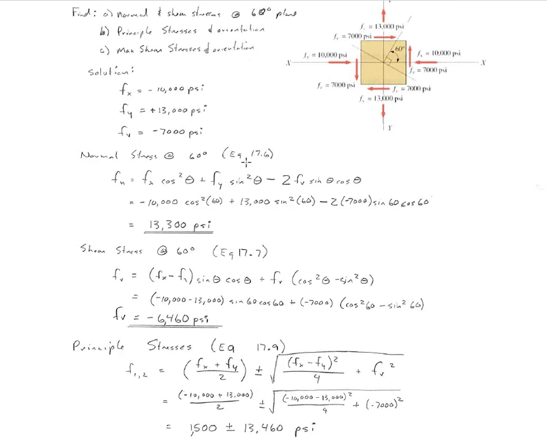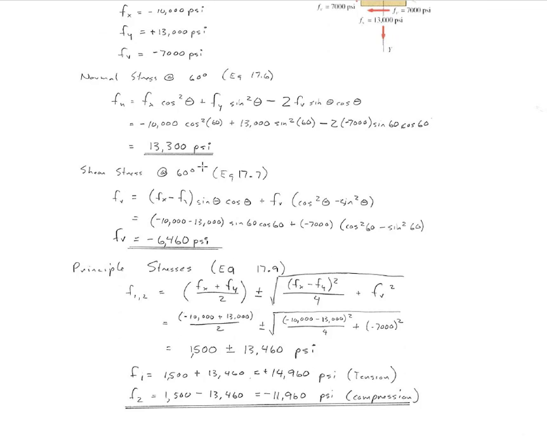Normal stresses at 60 degrees. The normal stress at 60 degrees, what we're going to do is just plug in equation 17.6. That is the stress on the normal. The normal stress at 60 degrees is, here's your equation, I plug all that in, and I get 13,300 psi positive. The shear stress at 60 degrees, I plug in equation 17.7, and I get negative 6,460 psi.